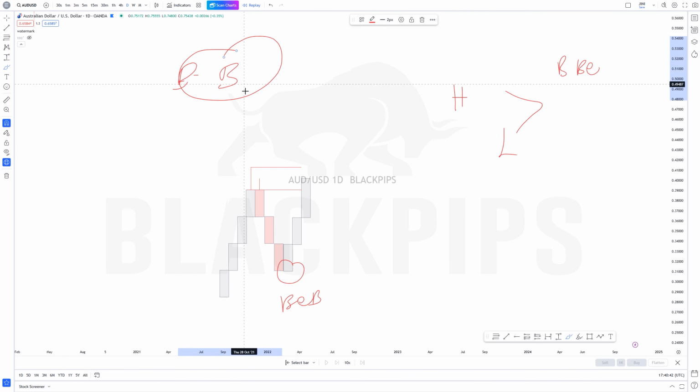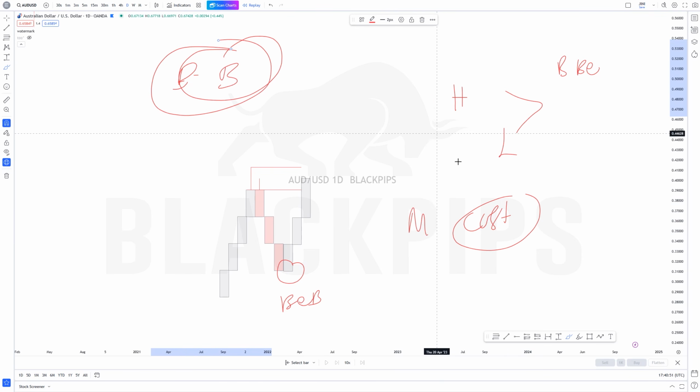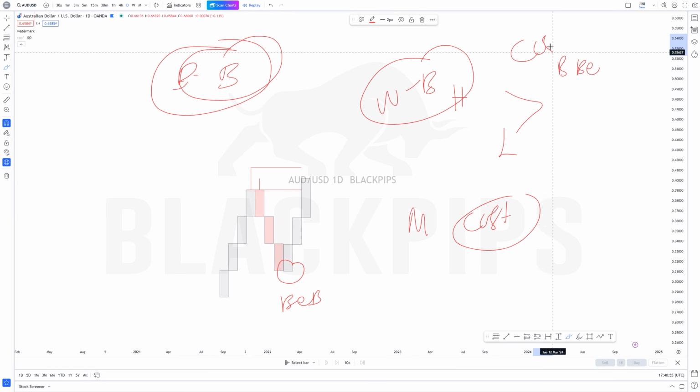But also, we don't use this breakout on our main or constant time frame. We don't use this body to body breakout. We just use wick to body breakout on our constant time frames. When I say constant time frame, I mean 30 minutes and above.